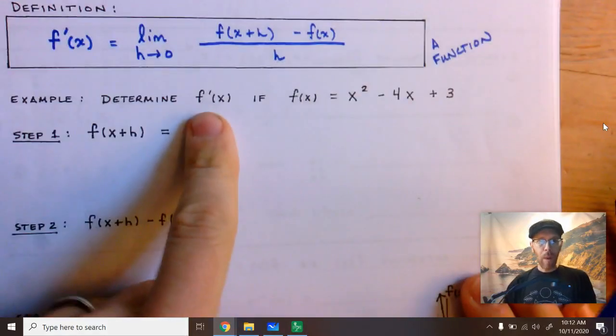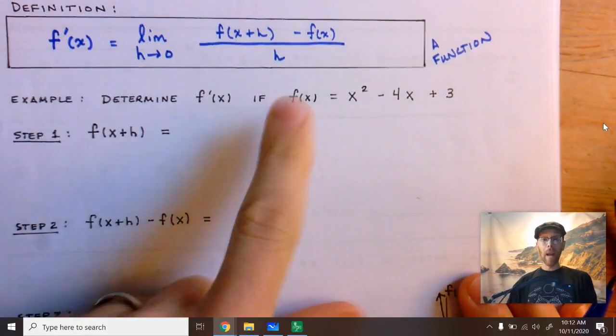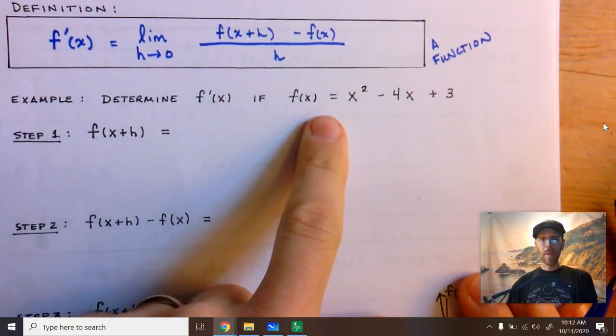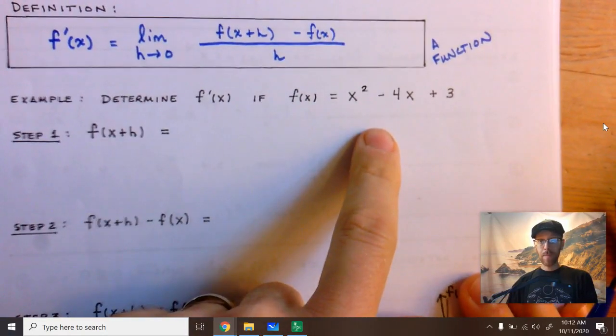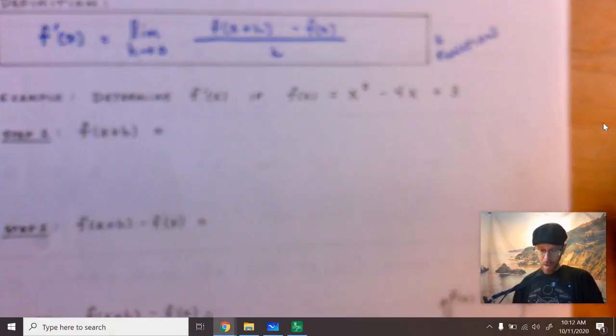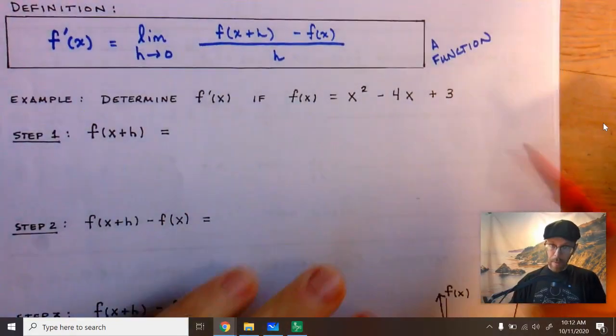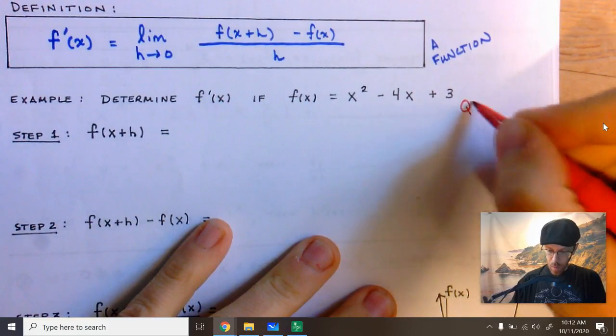And I just happen to have an example waiting for us right here. We want the derivative function of f of x is equal to x squared minus 4x plus 3. And this, correct me if I'm wrong, is a quadratic.